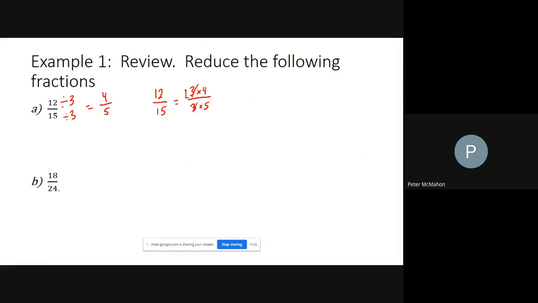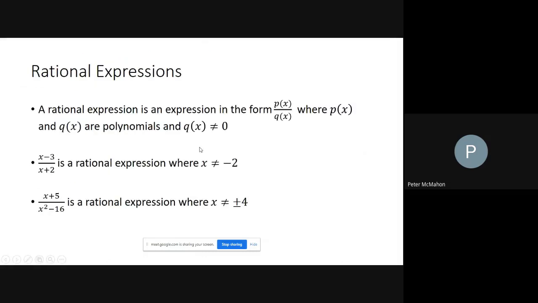Same idea, if I'm doing 18 over 24, well, this is going to factor to 6 times 3. And this is going to factor to 6 times 4, okay? So there's a common factor in the top and the bottom of 6 and 6, we can just cancel those guys out, and we're left with a fraction of 3 over 4, okay? We're going to be applying this strategy to questions later on in this section as well.